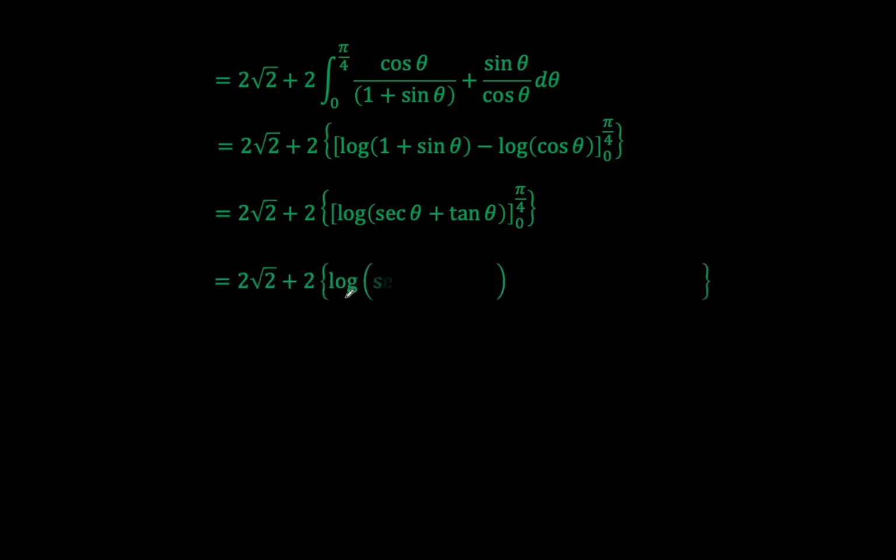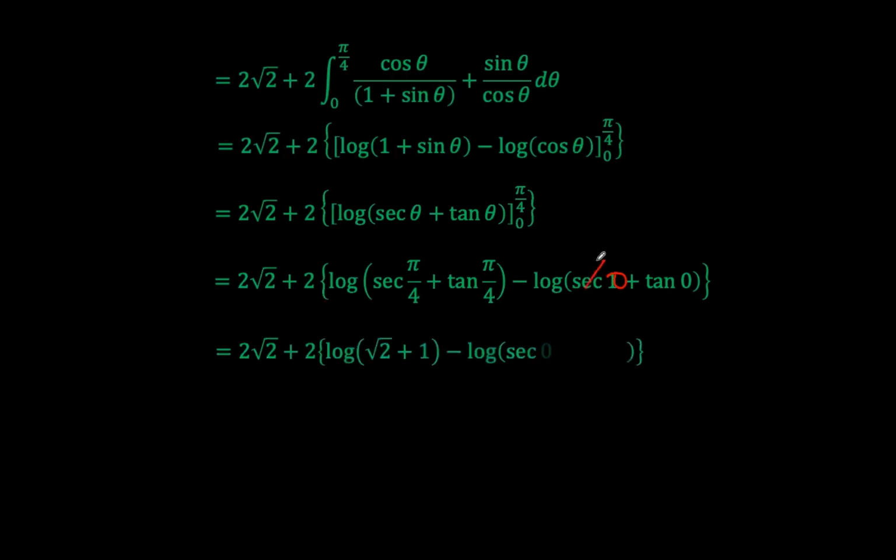So we have 2 root 2 plus 2, applying in the limits, natural logarithm of sec pi over 4 plus tan pi over 4, minus log of sec 0, sorry, plus tan 0. And so all this goes to 1, right? This goes to 1, and this goes to 0. So log of 1 is 0, so that goes to 0. This goes to 0. Okay.